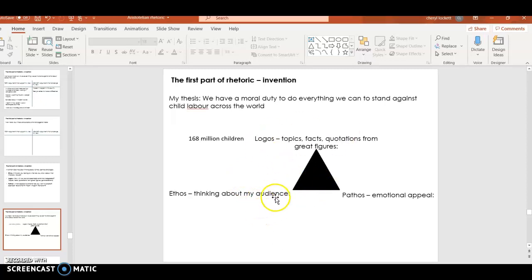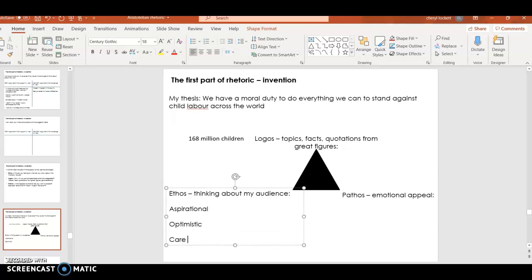In terms of ethos, your speech is going to be aimed at people of your age, yeah? Because we're going to be aiming at young people, because young people are the future. Young people have got the power to make the world a better place. So young people tend to be aspirational, optimistic, and they tend to care.